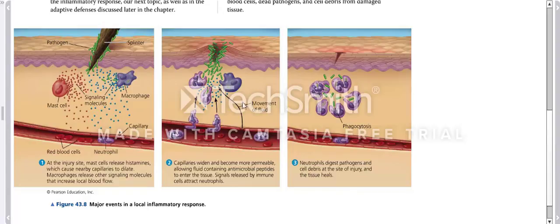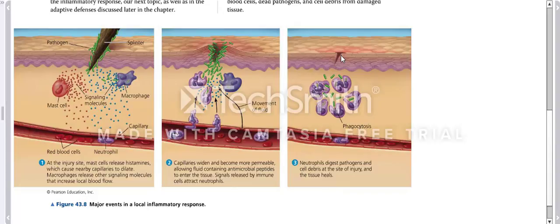And in the second slide, you can see that the dilated capillaries are now allowing antimicrobial peptides to enter the tissue. And the accumulation of antimicrobial peptides coming into the tissue is what causes pus to form under skin. So pus is simply the fluid underneath the tissue that is rich in white blood cells and dead pathogens. And then in the final step here, we see that the neutrophils digest the pathogens and the cell debris, allowing the tissue to heal, and you can see that the damage is now reduced.